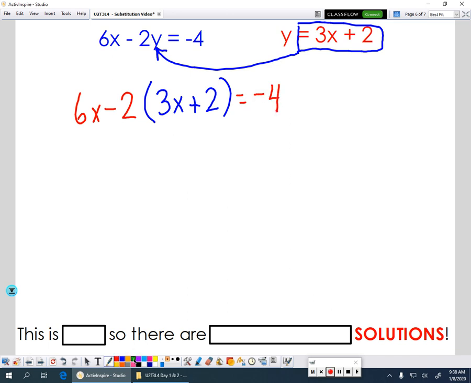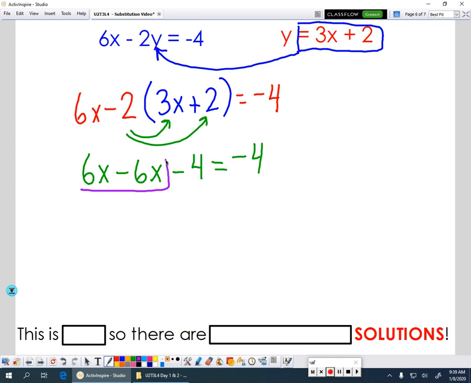Okay, so now let's solve it. We use our distributive property here, and we get 6x minus 6x minus 4 equals negative 4. So when we simplify, 6x minus 6x, that's 0. So we essentially have 0 minus 4 equals negative 4, which in reality means that negative 4 equals negative 4. When we solved this problem, our variables canceled out. So we didn't have an x equals or a y equals at the end to create an ordered pair. All we ended up with is a number sentence.